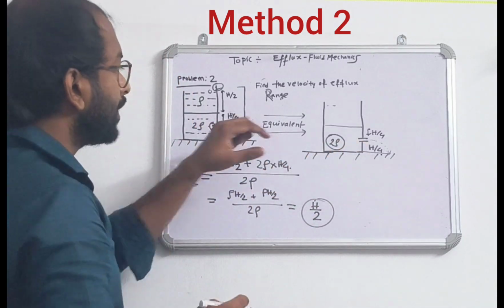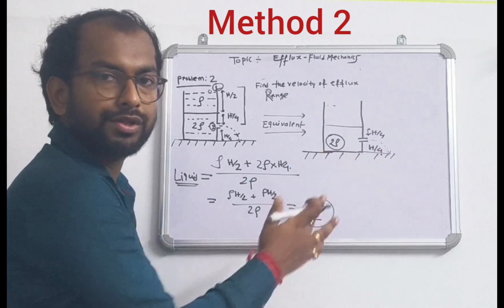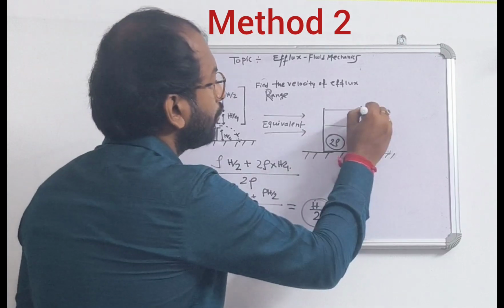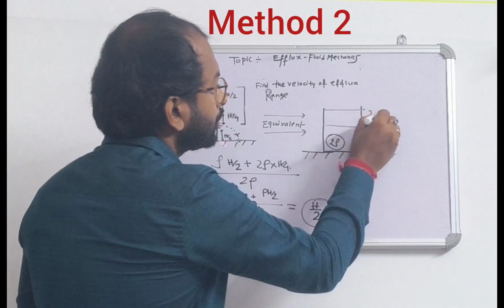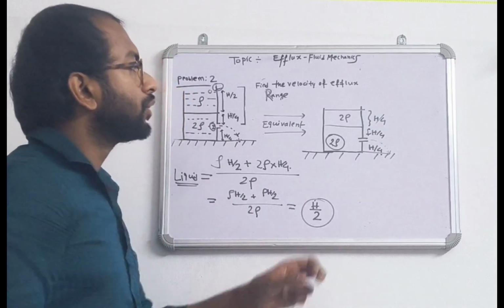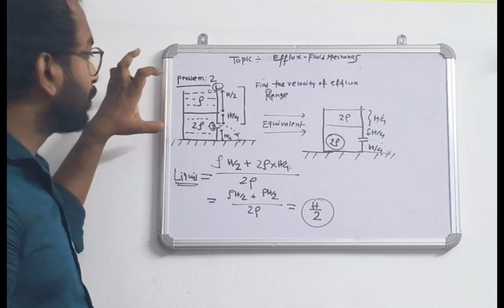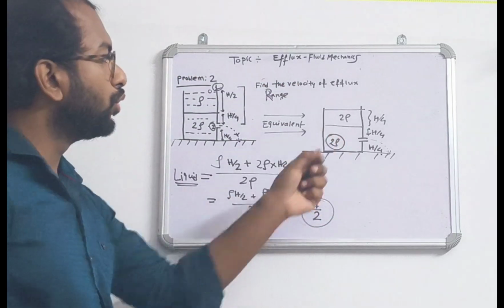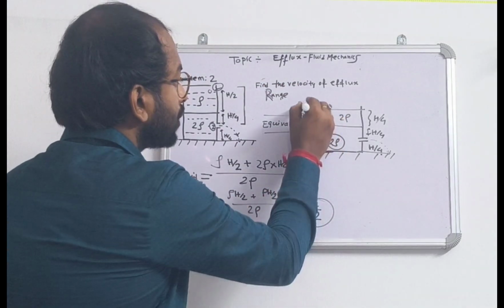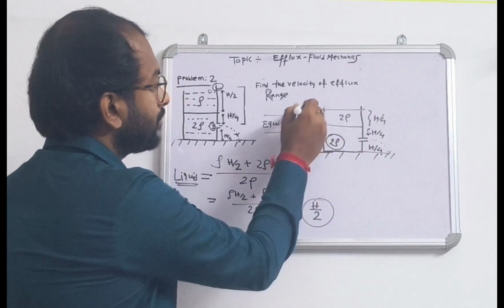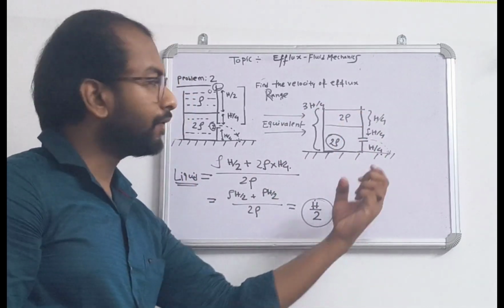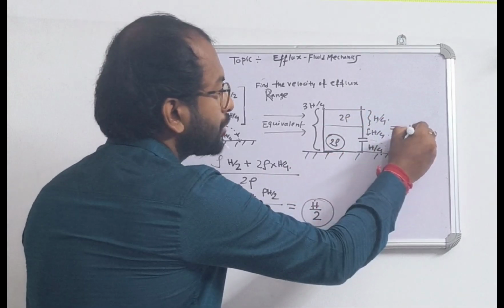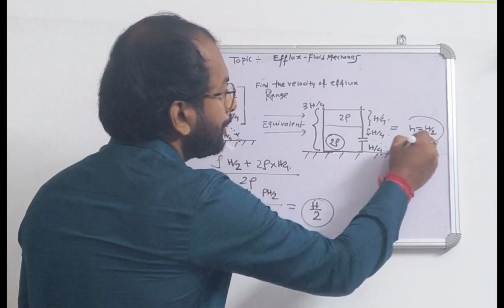Now see, above the hole there is already h by 4 height occupied by the 2 rho density liquid. Now what is the only thing left? That is h by 4. So we will write h by 4 having 2 rho density liquid. So right now the entire problem is reduced to a uniform liquid having density 2 rho, with total column height of h by 4 plus h by 4 plus h by 4, that is 3h by 4, and the hole is at a depth of h by 4 plus h by 4, that is h by 2 below the surface.